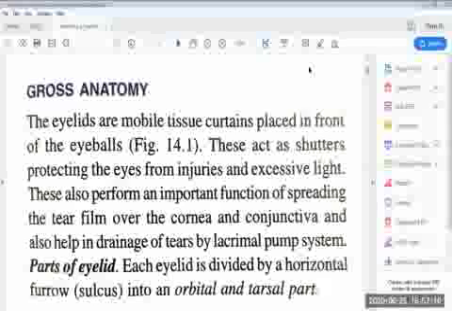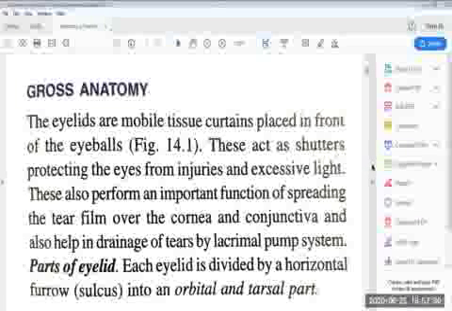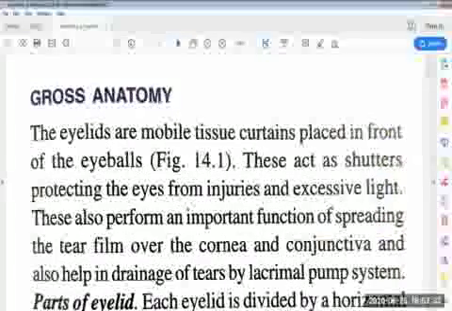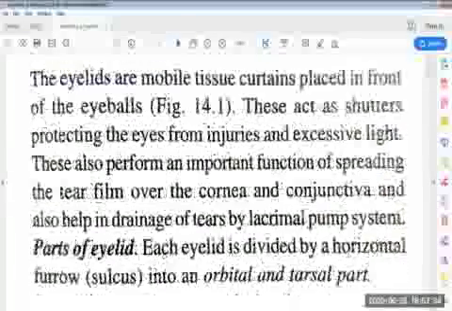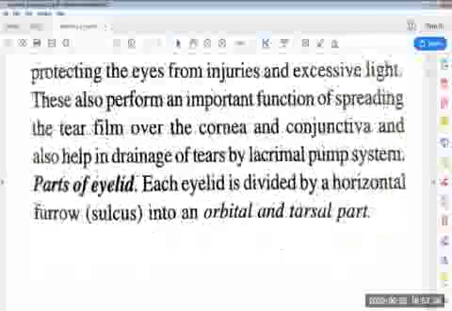These also perform an important function of spreading the tear film over the cornea and conjunctiva, and also help in drainage of tears by the lacrimal pump system. Then the parts of the eyelid. The eyelid is divided by a horizontal furrow or sulcus into an orbital and a tarsal part.